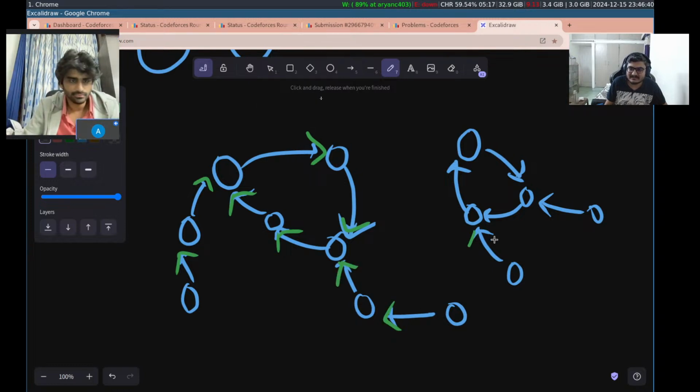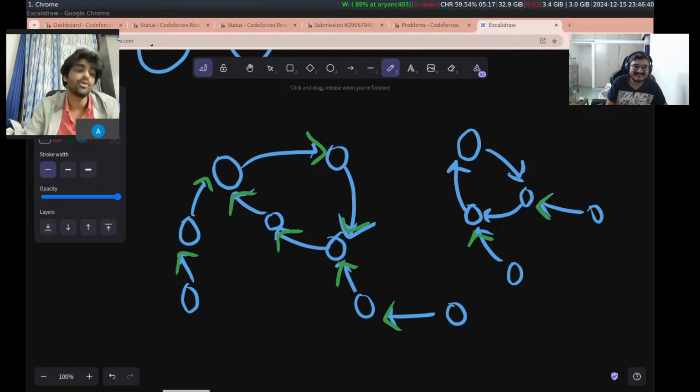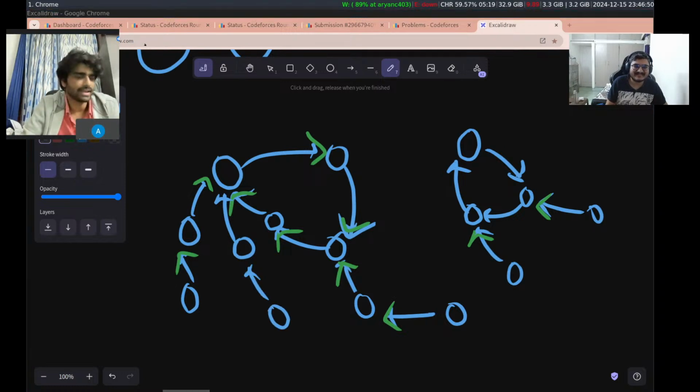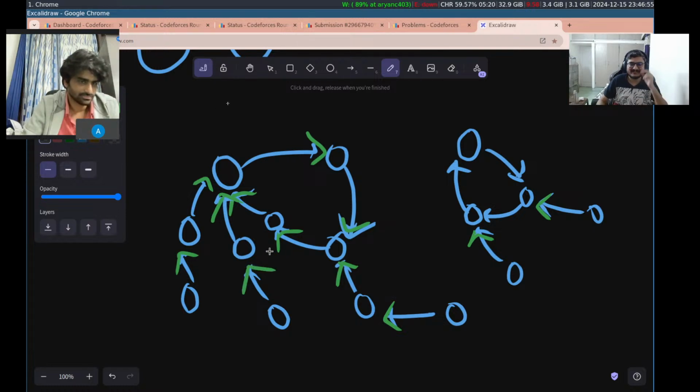Right. And I think this was something I missed in this problem. Oh, that's sad. Yeah, because the case was you were taking just some over here. Oh, I get it. That's why you got so many wrong submissions in G2. Yeah, so this is how this graph looks like.